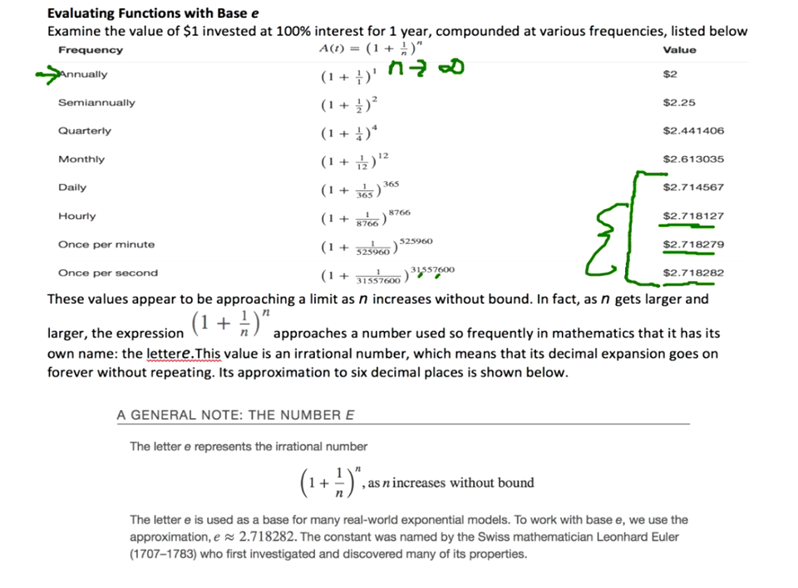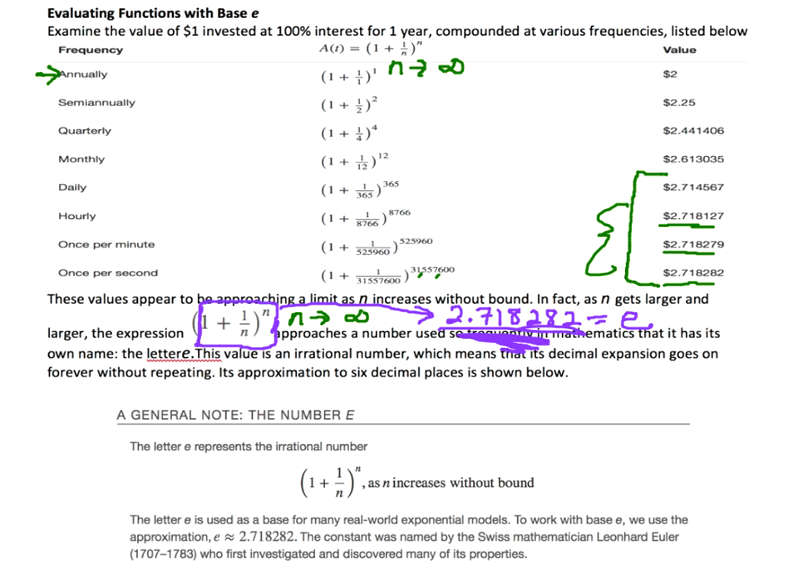2.7182. So what we discover is that the closer our n value approaches infinity, the closer this entire expression, 1 plus 1 over n to the n, gets to this value, 2.718282. We name this value E.